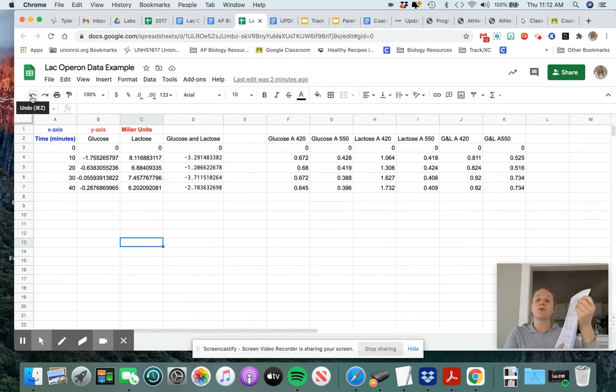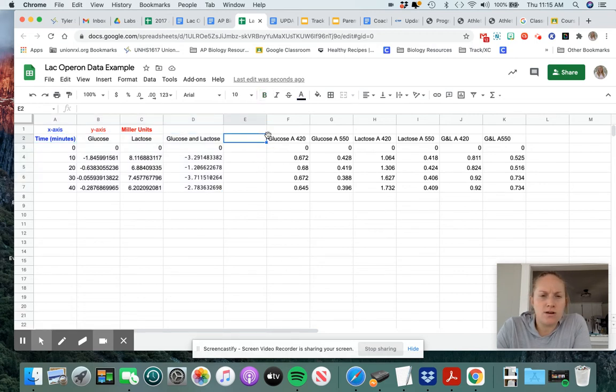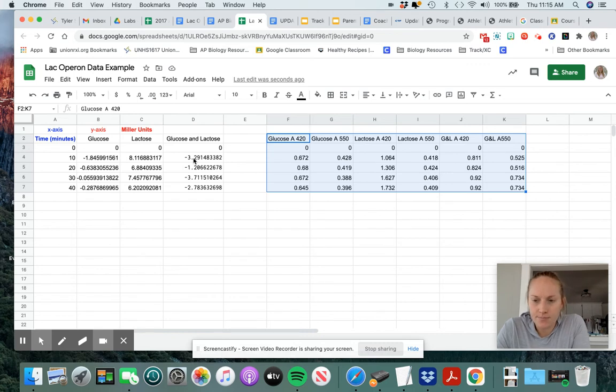Now let's talk about how to graph this. You may be wondering what exactly you're graphing here, which is a valid question. You should not be graphing this section. This section was used just to calculate this equation. Now, why do we calculate this equation? This Miller units equation is described in your procedure, in the quantitative procedure, so you can read it for yourself. But the Miller units is basically a measurement of beta-galactosidase activity.